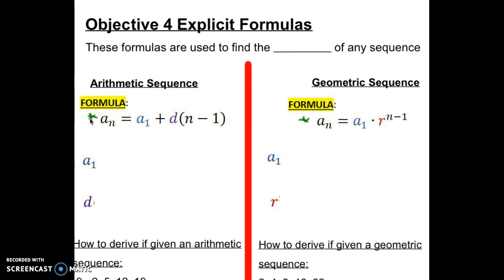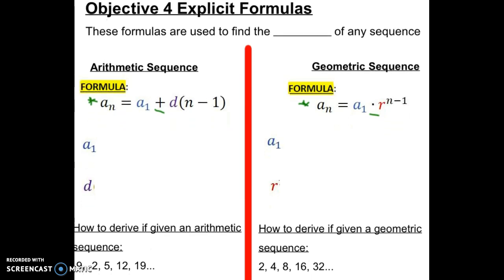And the other thing that jumps out is the addition sign. Is it being added? Are there terms that are being added to each other? Or are they multiplying? Obviously adding would be arithmetic, multiplying would be geometric. Alright, explicit formulas. These formulas are used to find what's called the nth term of any sequence. Meaning, if I want to find the 50th term, the 55th, or the 100th term, these formulas will do that for me.